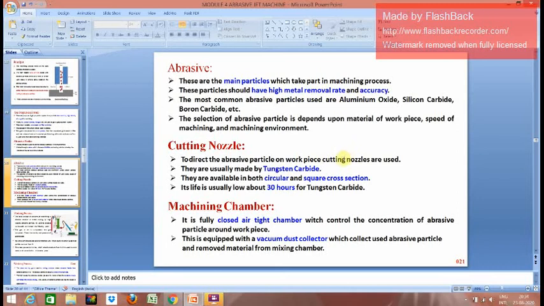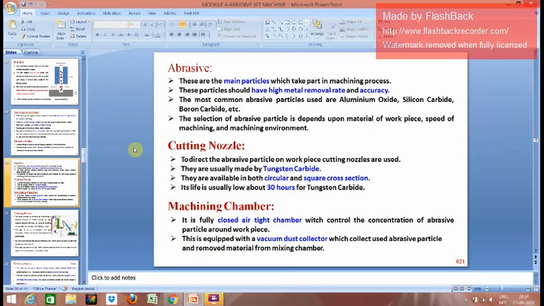Next, cutting nozzle. To direct the abrasive particles onto the workpiece, cutting nozzles are used. The very vital point is that the cutting nozzles direct the abrasive particles to come to the surface in order to strike it. They are usually made of tungsten carbide. They are available in both circular and square cross sections. The life of a tungsten carbide nozzle is about 30 hours.